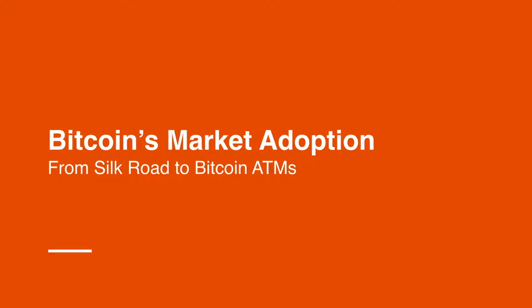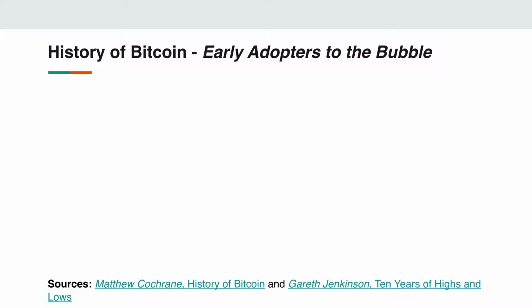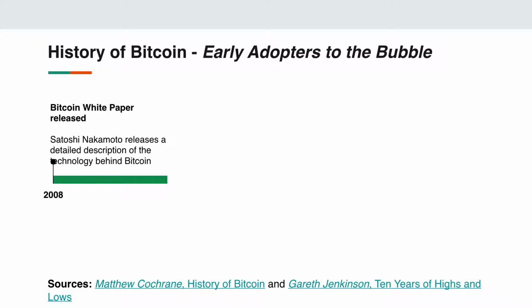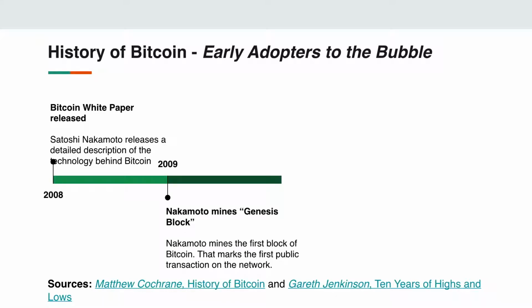On to Bitcoin's market adoption. How has Bitcoin fared from its inception in 2008 to date? In 2008, the Bitcoin white paper was released. A person or group of people, no one really knows, with the alias Satoshi Nakamoto released a detailed description of the technology behind Bitcoin. In 2009, Satoshi mines the Genesis block, the first of the Bitcoin network. This marks the first public transaction in the network.